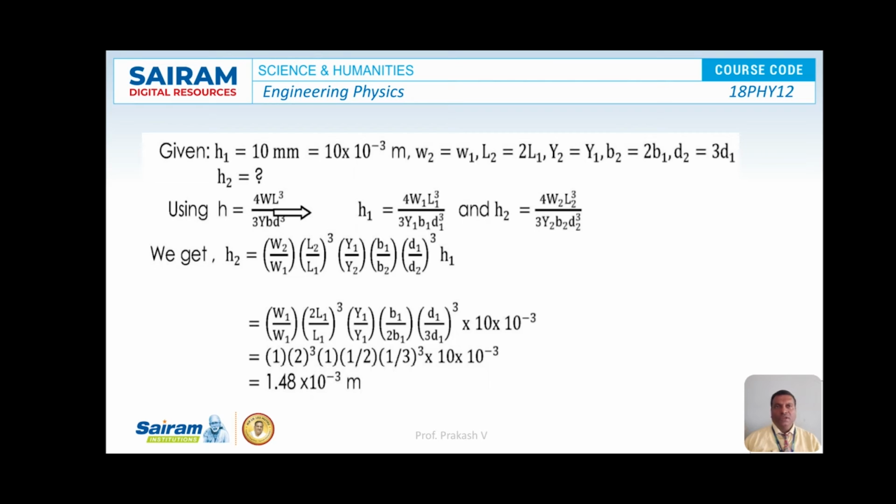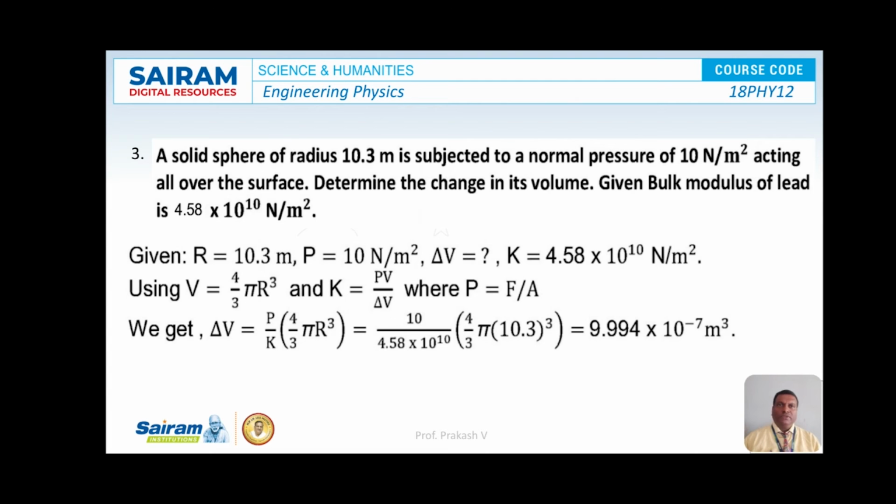So this is what the depression observed in case of second cantilever. The third problem is: a solid sphere of radius 10.3 meter is subjected to a normal pressure of 10 Newton per meter square acting all over the surface. Determine the change in its volume, given bulk modulus of lead is 4.54 into 10 to the power of 10 Newton per meter square.